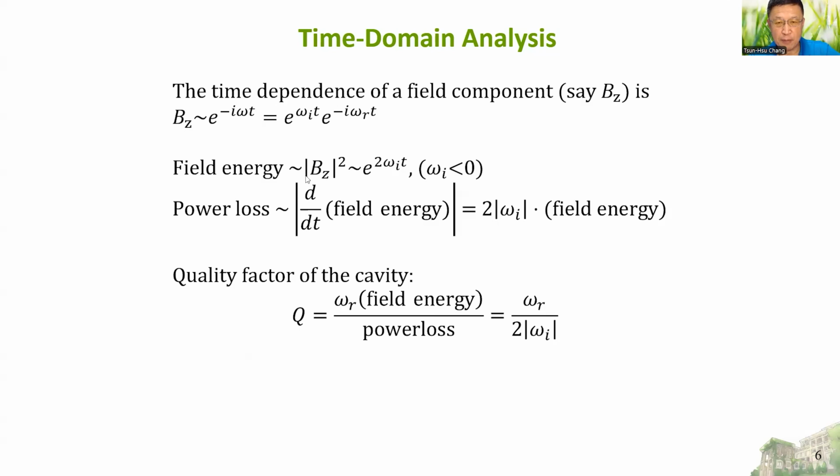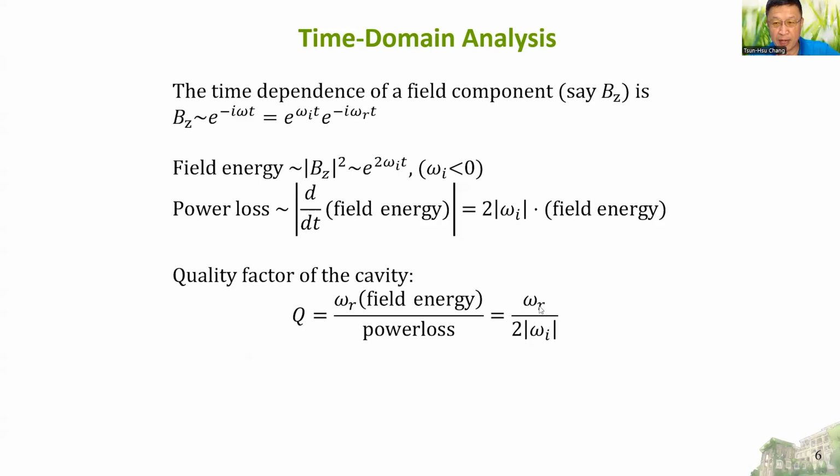The field energy is proportional to the absolute value of B_z squared. So it will be exponential decay because omega_i will be negative, less than 0. The power loss, the rate at which the stored field energy changes with time, equals omega_i times the field energy. So the quality factor of the cavity will be omega_r times the field energy divided by the power loss.